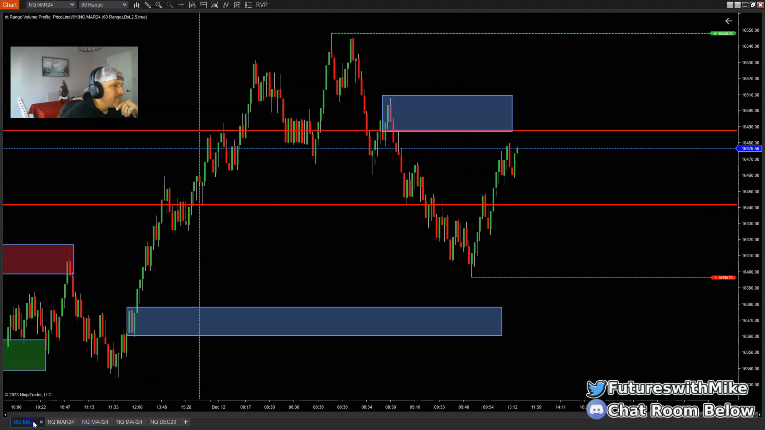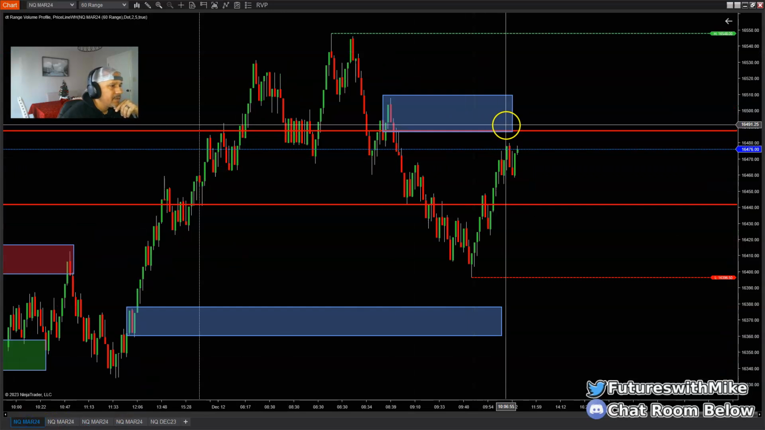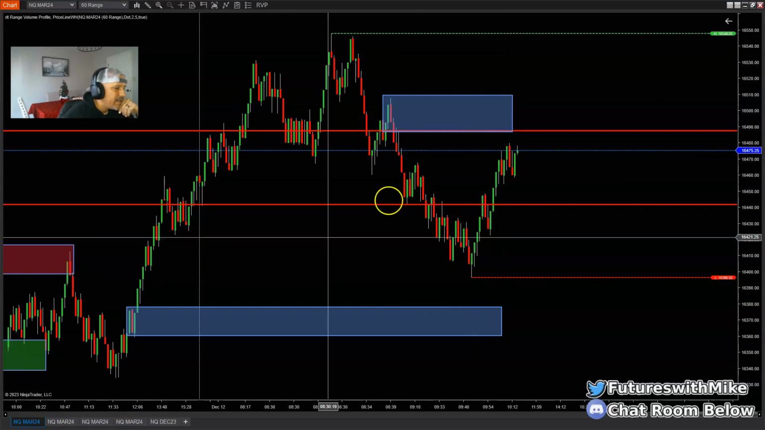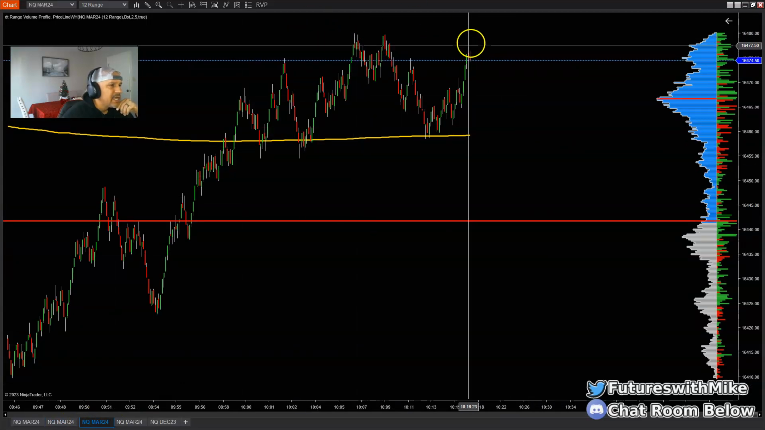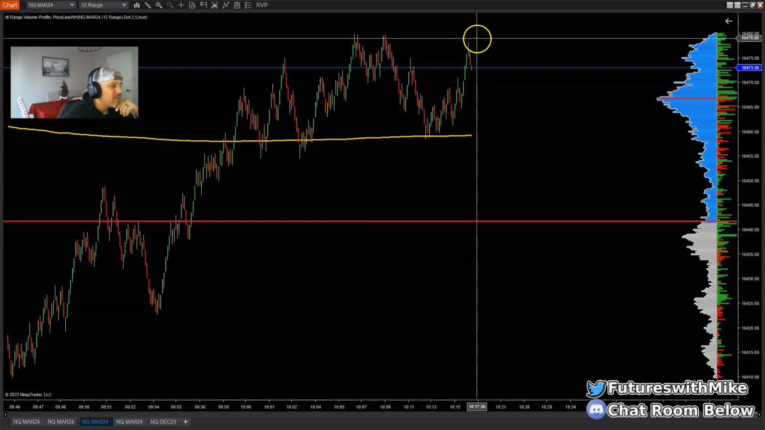Okay. And I think it's going to aim, like I said, for this area up in here. Possibly around the 92 area. Let's see what happens though. But I'm pretty sure it's going to run this high. You'll probably get a pullback here first before it runs the high.